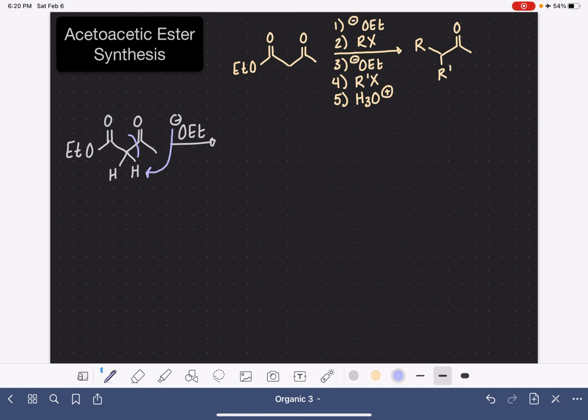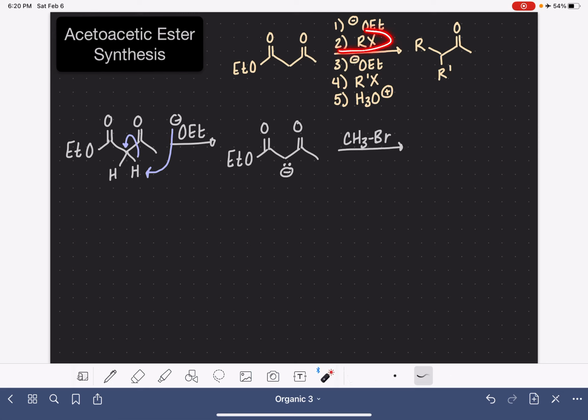In the first step, we're going to use our ethoxide ion to deprotonate the alpha carbon that's in between the 2 carbonyl groups, because being in between the 2 carbonyl groups makes it the most acidic site in the molecule. And I'm not going to draw the second hydrogen. It's still there. I'm just choosing to not draw it. Once we have formed the enolate, then we're going to do an SN2 reaction with an alkyl halide of our choice.